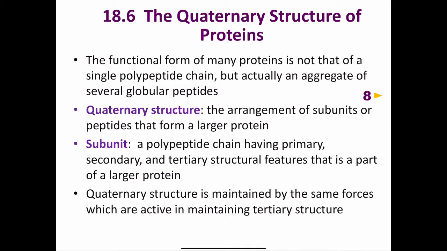A quaternary structure is going to be maintained by most of the same forces which are active in maintaining tertiary structure. So hydrophobic interactions, hydrogen bonding, and salt bridges.